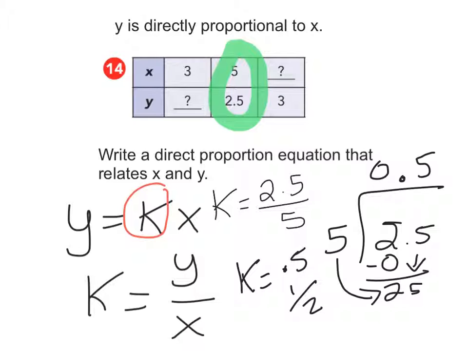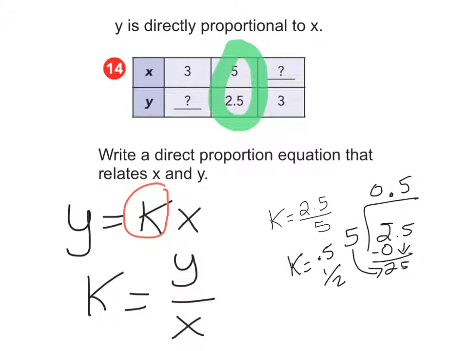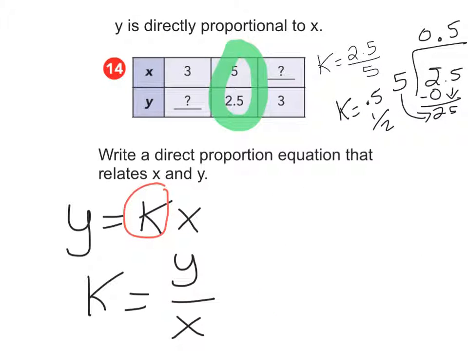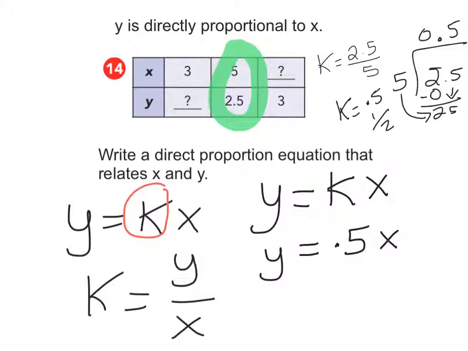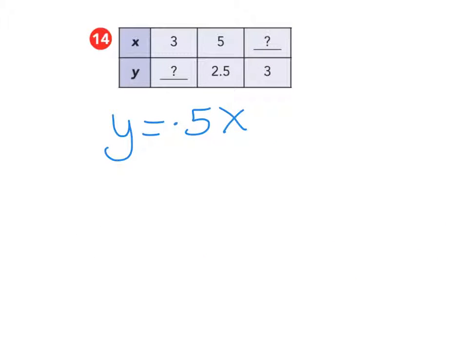Now that I know what k is equal to, I'll move this out of the way over here. I'm going to plug it back into my original equation. My original equation without plugging in is y is equal to k times x. If I know that k is 1/2 or 0.5, I'm going to say y is equal to 0.5x. That represents my direct proportion equation relating x and y. I've written the equation y is equal to 5/10 x or 0.5 times x. I can use this to find the missing values.